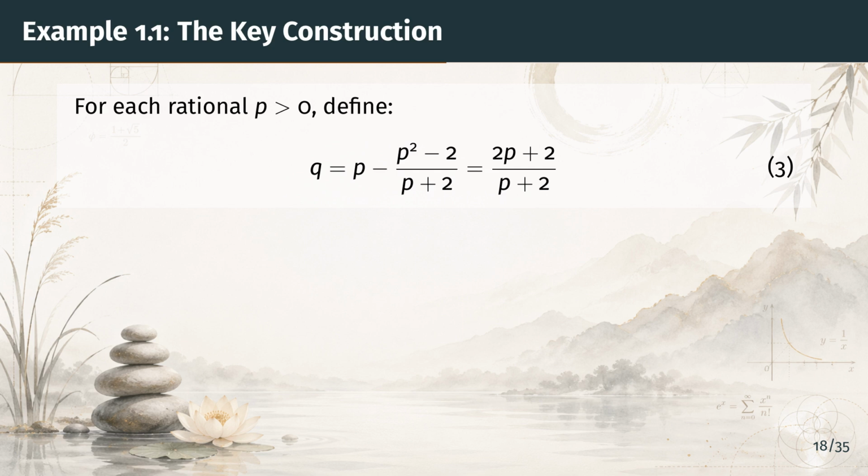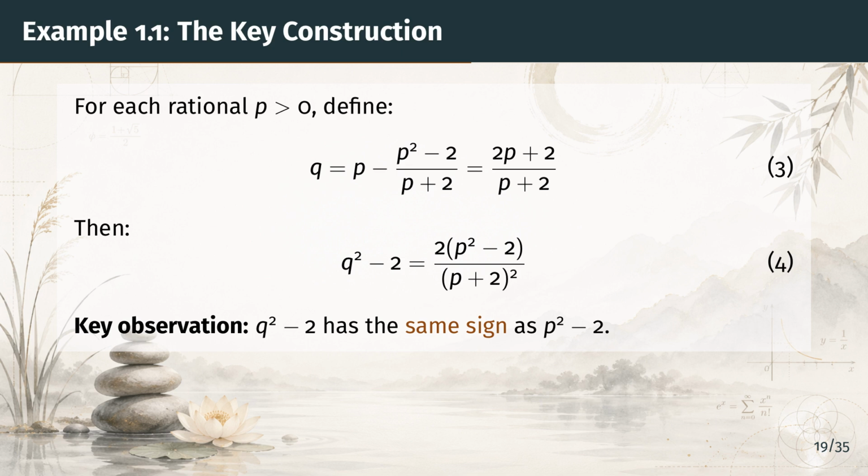To prove the claim, Rudin introduces a clever construction. Given any positive rational p, he defines a new rational q by the formula q equals p minus the quantity p squared minus 2 divided by p plus 2. This simplifies to 2p plus 2, all divided by p plus 2. The idea is that q is a rational number that is closer to the square root of 2 than p is, while remaining on the same side of the square root of 2 as p. Let's see why this works.